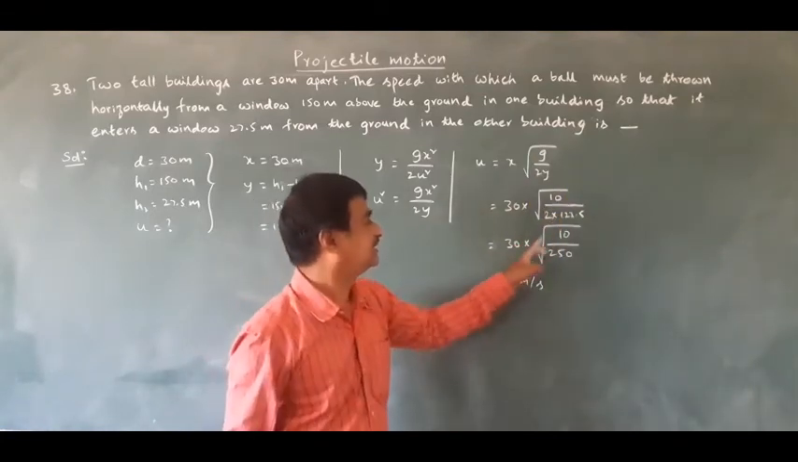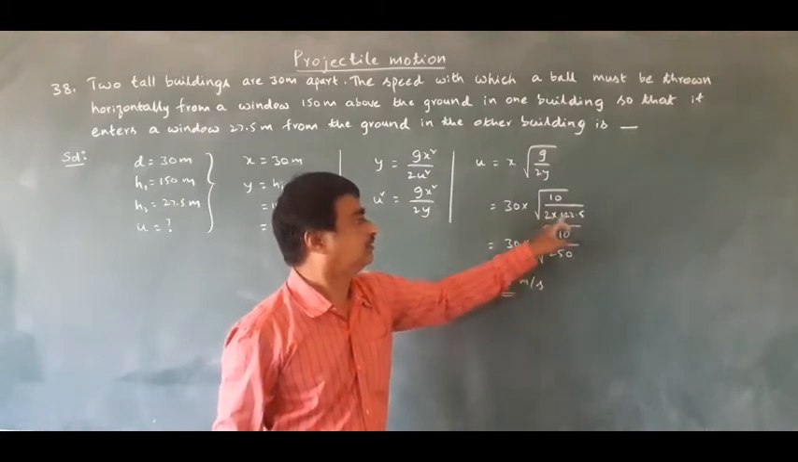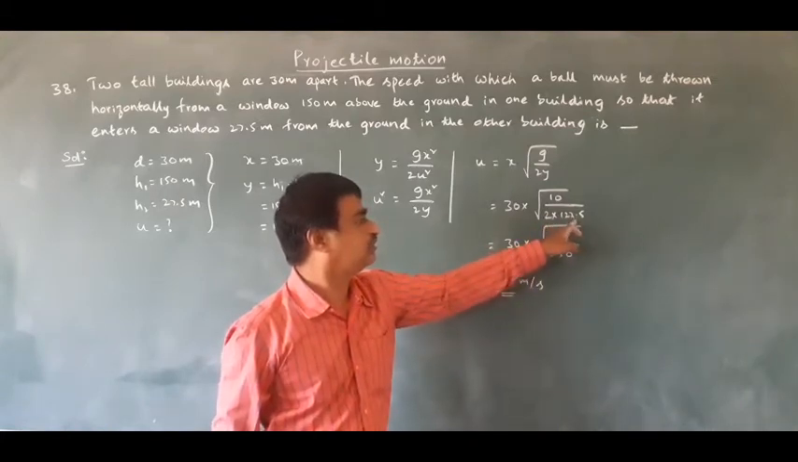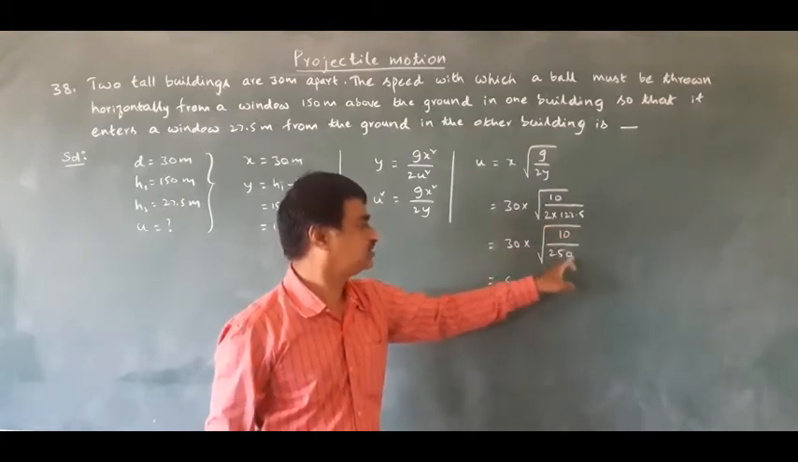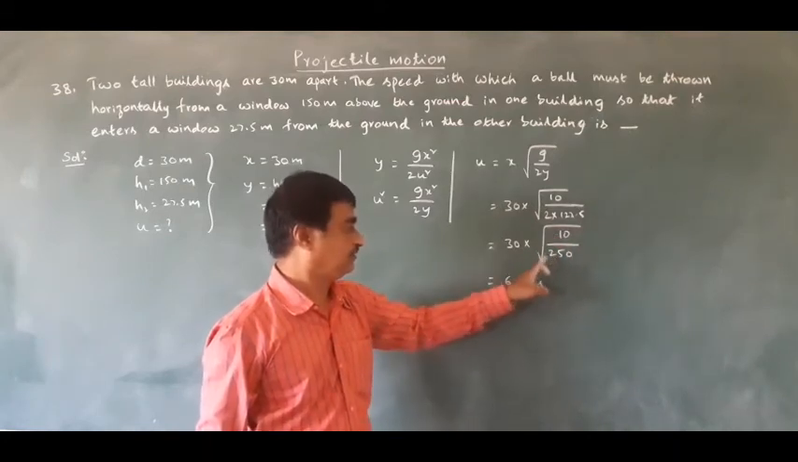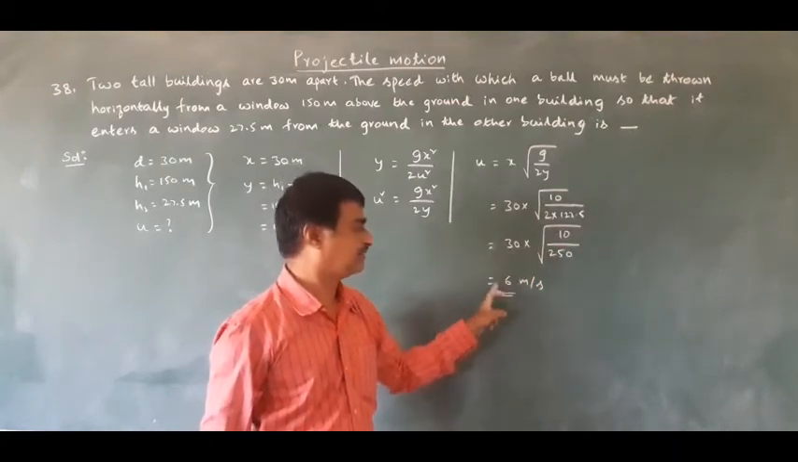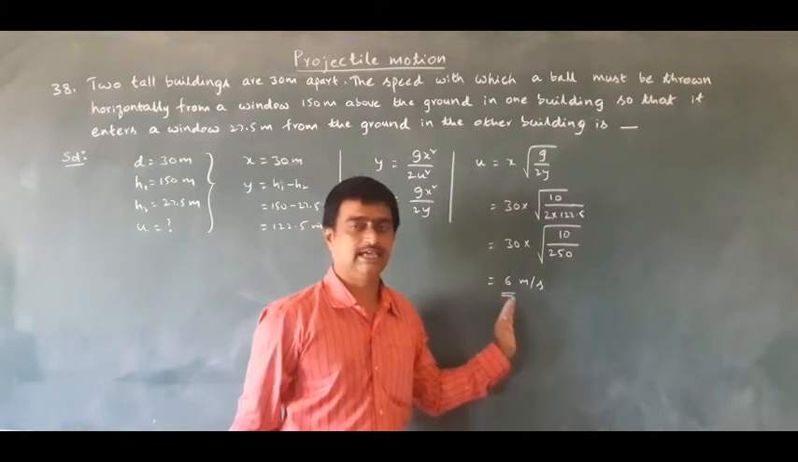That is 10 by 1 into 2 into 122.5, 250. Then the zeros get cancelled. We get 1 by 5, root of that is 1 by 5. 30 into 1 by 5, we get 6 meter per second.